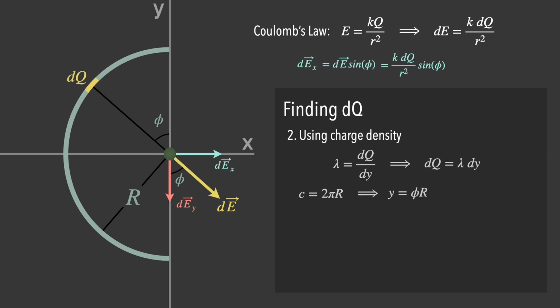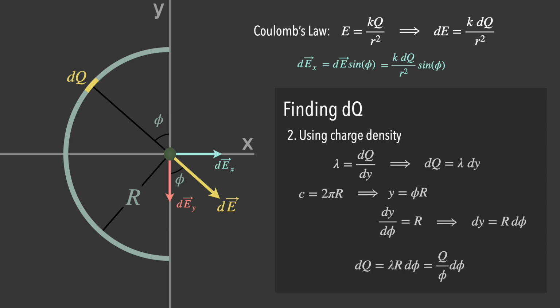What if we only have half a circle? Divided by 2, pi r. Or, in more general terms, y equals phi r, phi being in radians the angle swept by a ring. And if you take the derivative of y with respect to phi, we get dy d phi equals r, or dy equals r d phi.